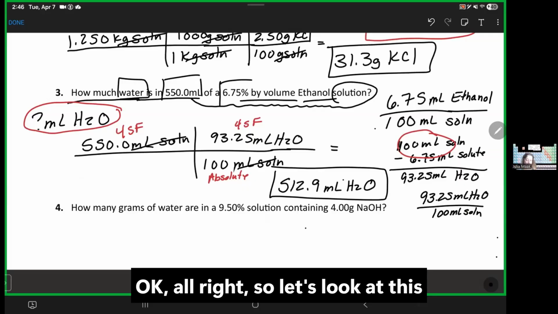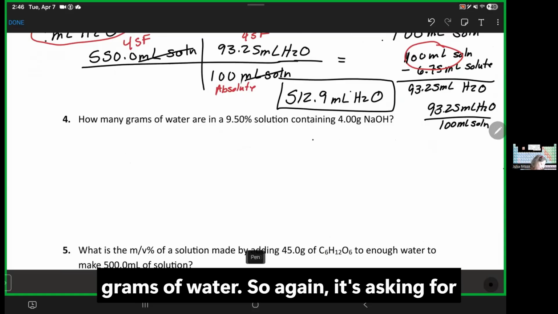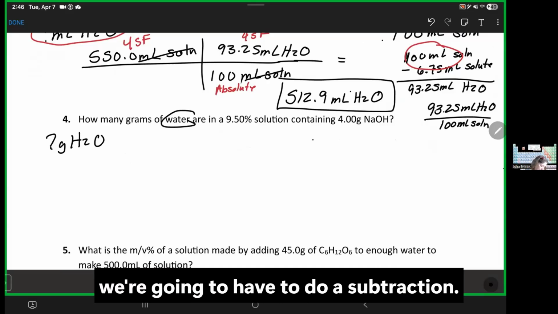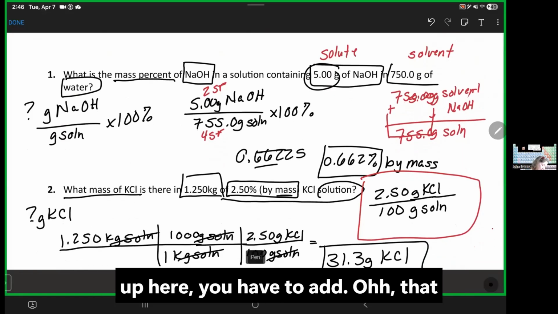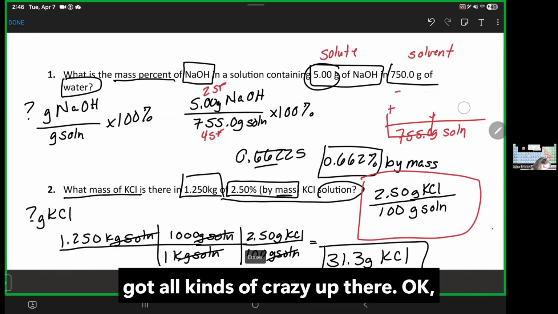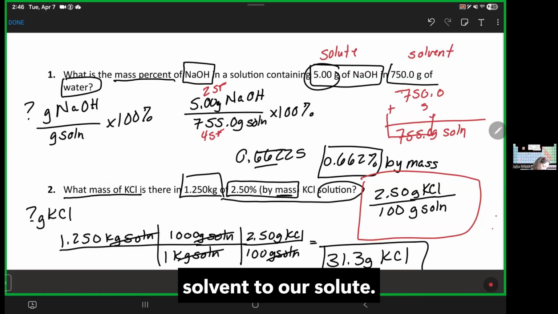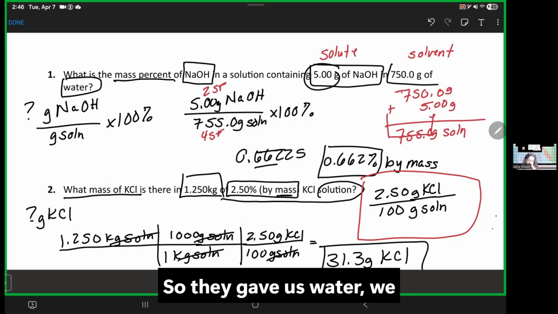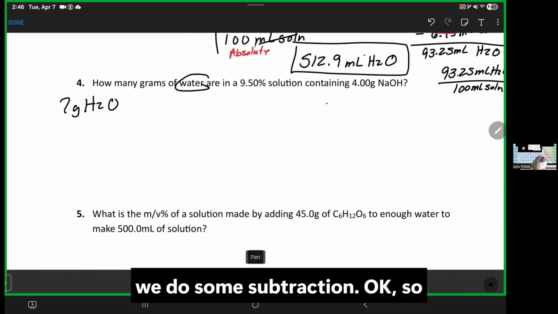Okay. All right. So let's look at this one. So this one is asking us for grams of water. So again, it's asking for water. So we know we're going to have to do a subtraction. Okay, remember, if it gives you water, like up here, you have to add. Okay, so we added our solvent to our solute. So they gave us water, we added it. They ask for water, we do some subtraction.